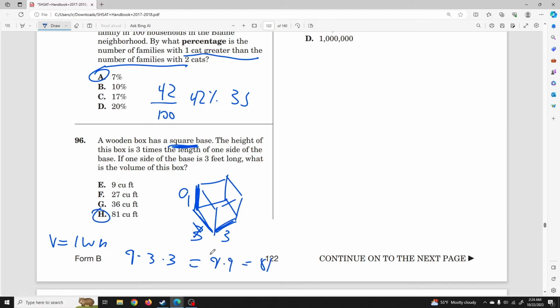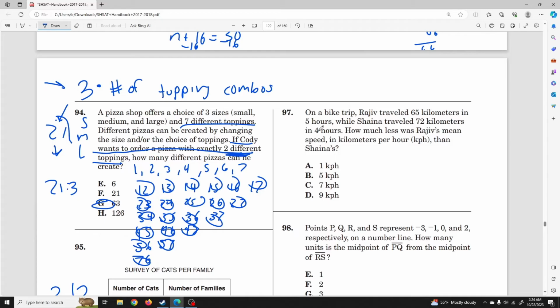So that's our answer. Moving on to 97, it says on a bike trip, Rajiv traveled 65 kilometers in 5 hours, while Shai traveled 72 kilometers in 4 hours. How much less was Rajiv's mean speed in kilometers per hour than Shai's? So all they're asking us is to find their speed in kilometers per hour and subtract it, right? So how do we do that? Well, we're going to divide their kilometers by their hours. He traveled 65 kilometers over 5 hours. So that's a total of 65 kilometers over 5 hours. So that's an average of what?